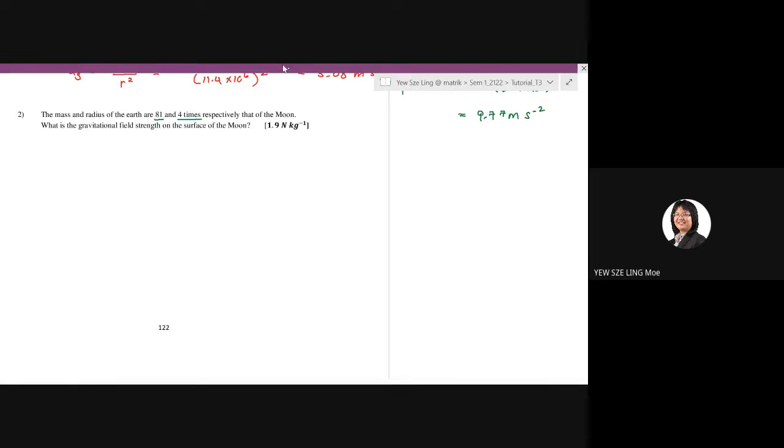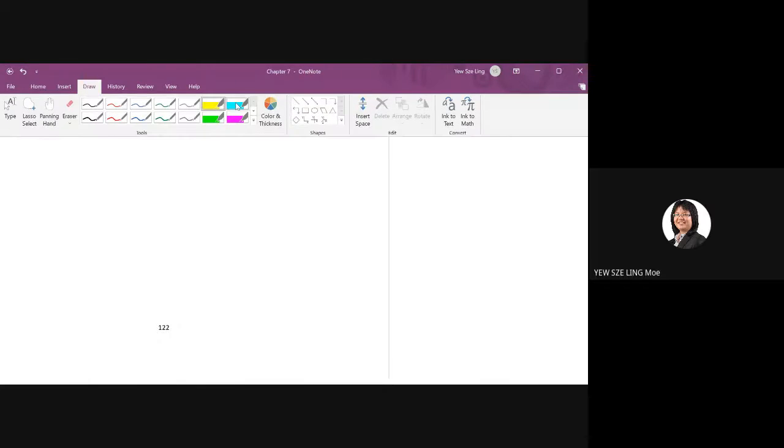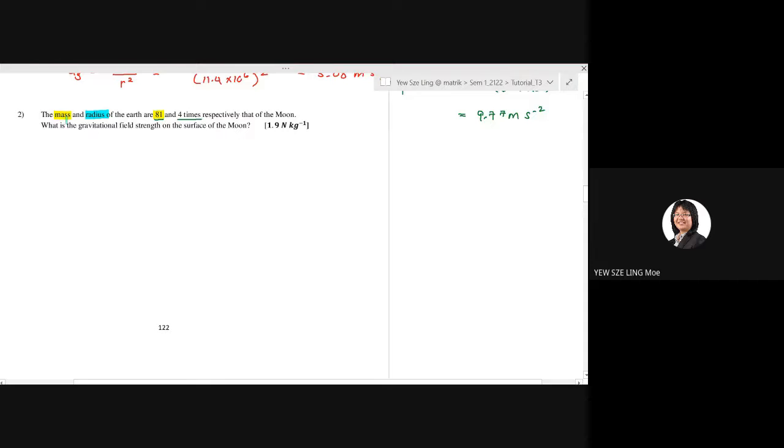So how? Let's look at the question. We analyze information piece by piece. Okay, the mass is how many times? Because mass is located beside n, right? Mass and radius. So mass is beside n, so 81 belongs to mass. And then the radius is located after n, so the 4 times is for the radius. Okay, so we have the information already. We know the mass of the Earth is 81 times of the moon. The radius of the Earth is 4 times of the moon.